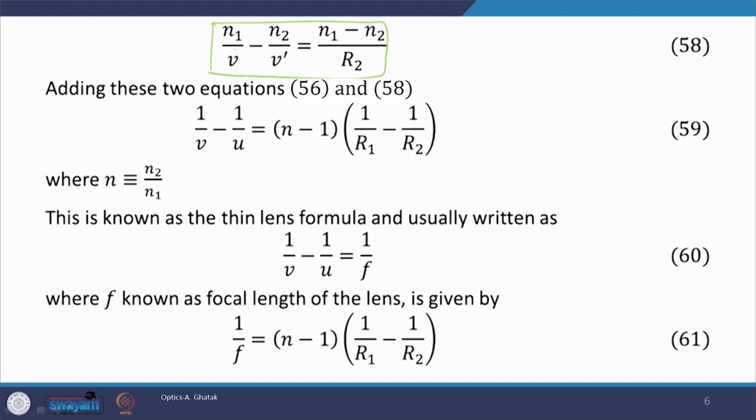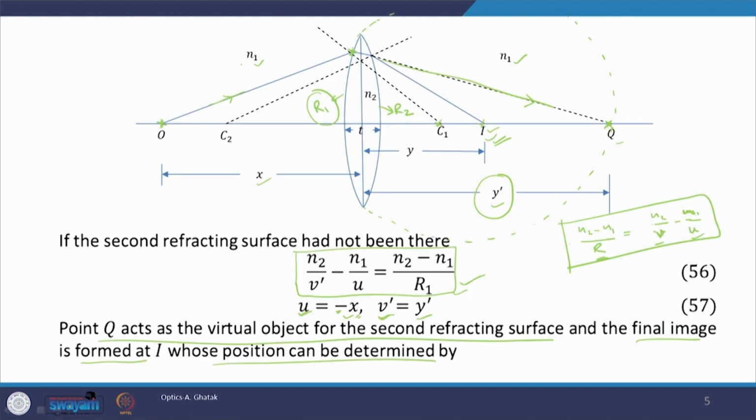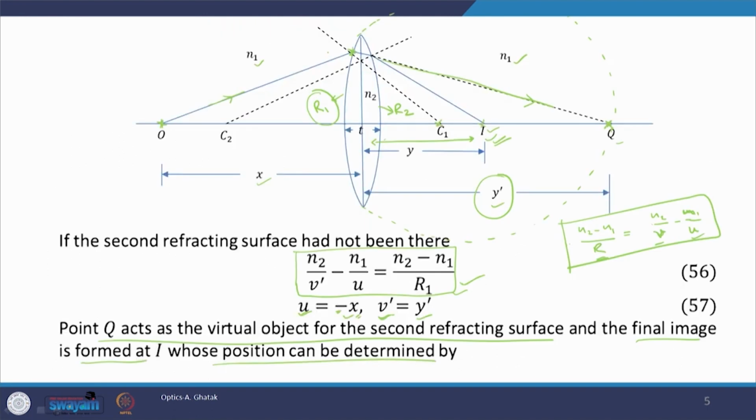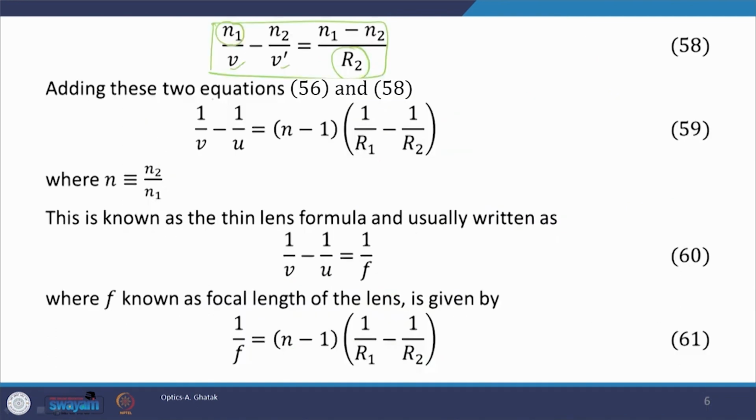Now, instead of n2 we are writing n1 because the second medium has the refractive index n1. Instead of what is v? v is this distance, and v prime is the distance of the object, which is virtual here. R2 is the radius of curvature of the second spherical interface, which is this spherical part. And now what to do?